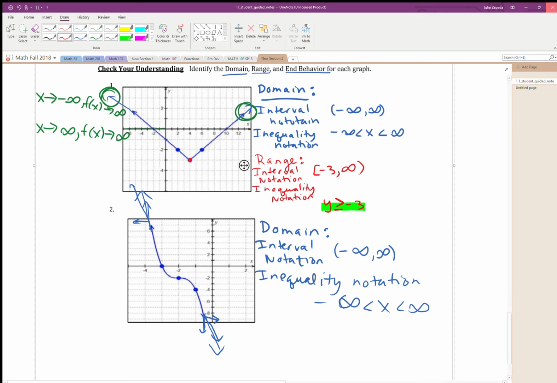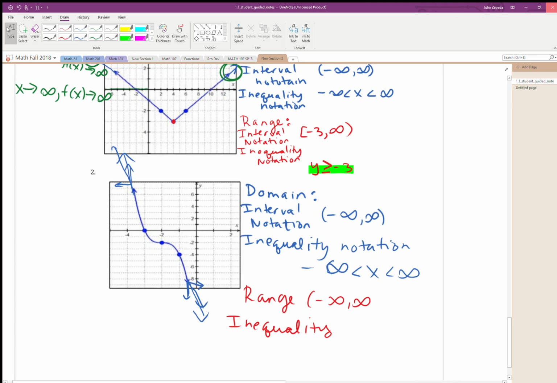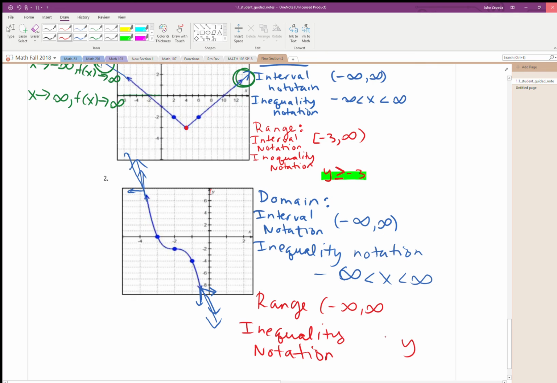So for our range, we would also say that that's going to be from negative infinity to positive infinity. And then for inequality notation, it's going to be the same thing. Only difference is now instead of x, we're describing top to bottom. So we're moving along the y-axis. We're going to say that y is in between negative infinity and positive infinity. Okay, and now the only part that we have left to do is the end behavior.